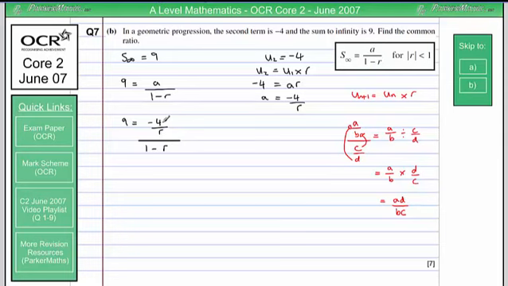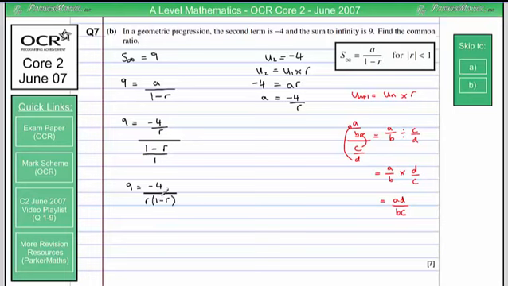However, the problem here is that I only have 3 parts to my fraction. The way I can resolve that is by taking this 1 minus r and rewriting it as 1 minus r over 1. Because dividing by 1 doesn't have any effect on the overall calculation. Now I can use this rule I've just shown, so I get 9 equals 1 times minus 4, which gives me minus 4, divided by 1 minus r multiplied by r, which I'll write as a bracket.